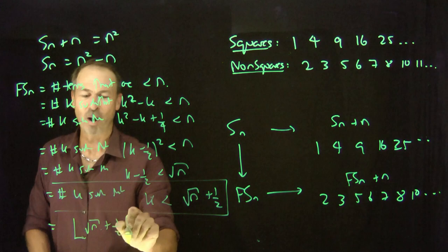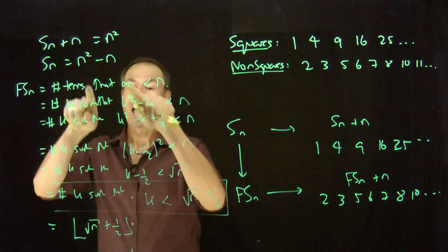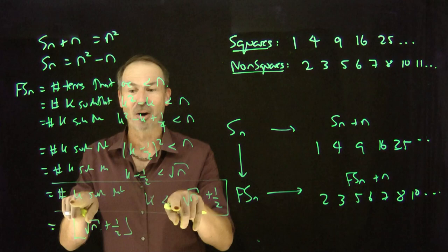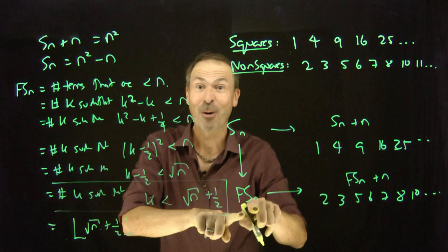By the way, you can quickly check, this will never be an integer itself. The square root of n plus a half was never itself an integer, so this really is going to round down a little bit. So the biggest number I can have that's less than that is given by rounding down square root of n plus a half, which means the number of k I've got of 1 all the way up to that, that's the number of k's I have that are going to give me terms less than n. Whoa! So I have a formula for the nth term of the frequency sequence.